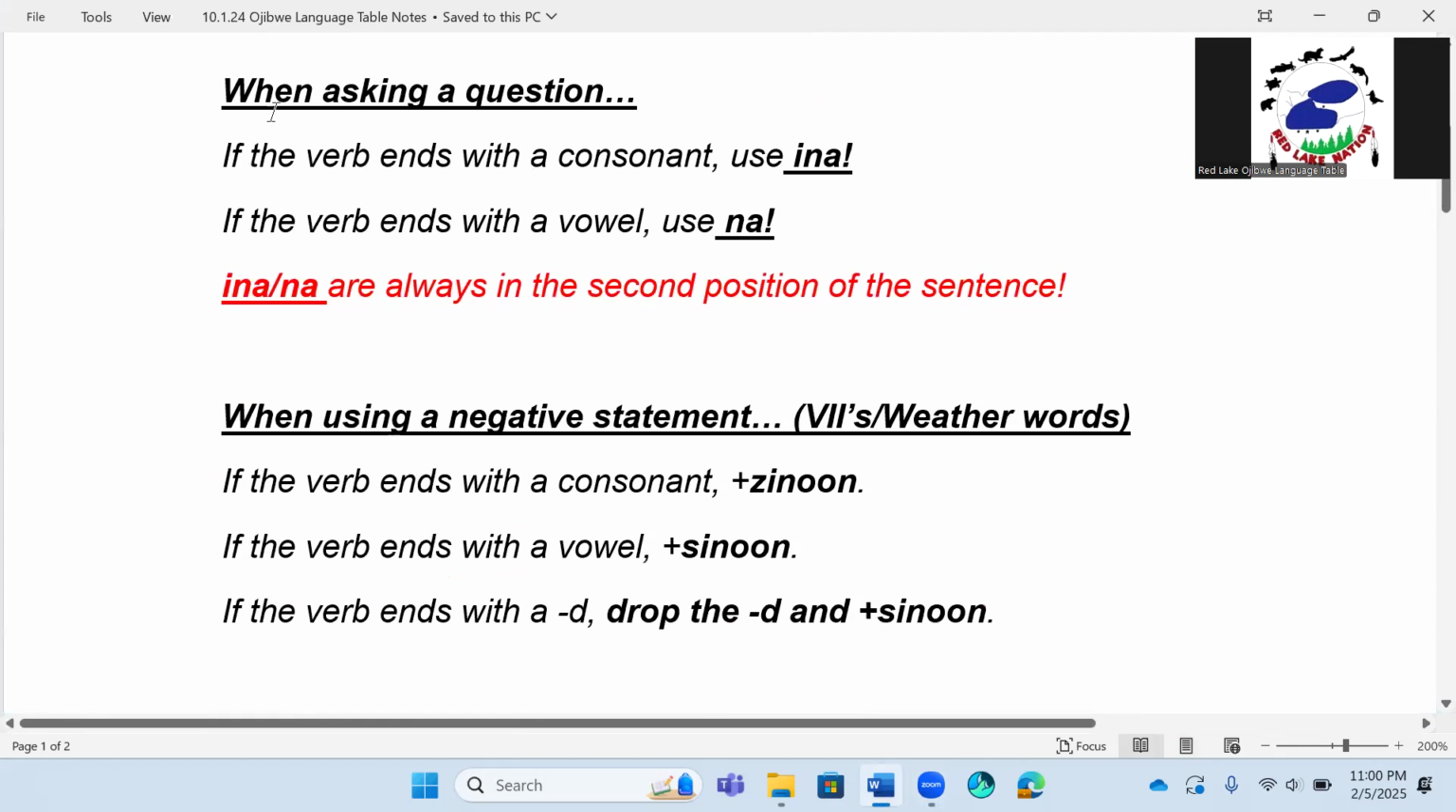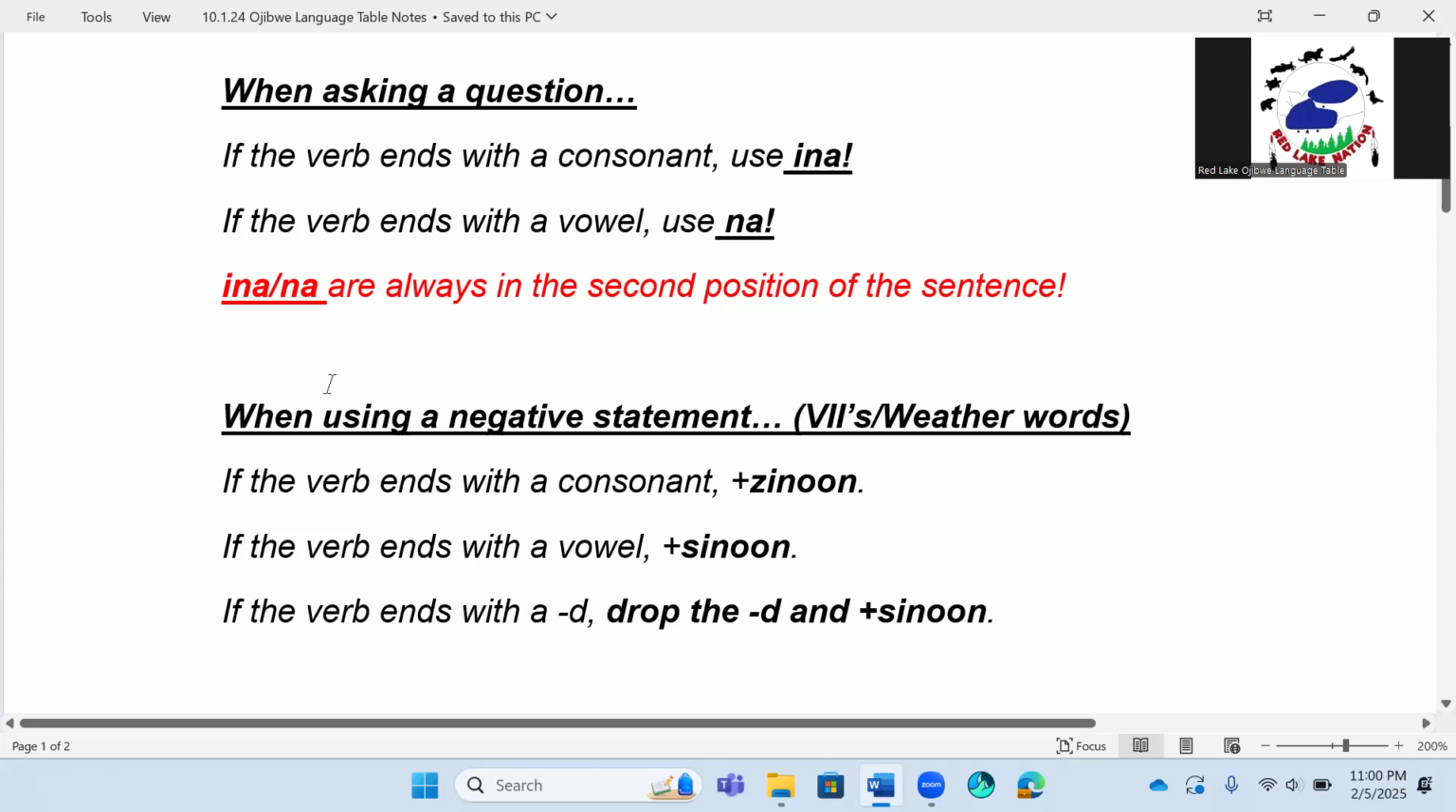10-1, 2024. When asking a question, if the verb ends with a consonant, use ina. When asking a question and if the verb ends with a vowel, use na. Ina and na are always in the second position of the sentence, no matter what.